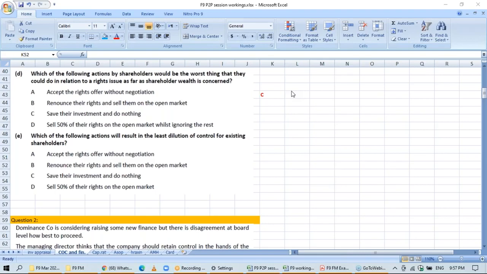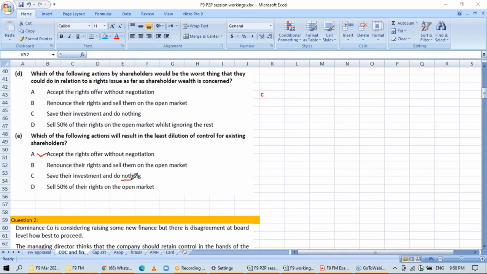So the correct answer to this is to accept the rights offers without any negotiation. Otherwise, in all cases, if the investor does not accept any shares, he will be left with a lesser number of shares because the total number of shares will increase and he won't be gaining any share if he rejects the rights issue.